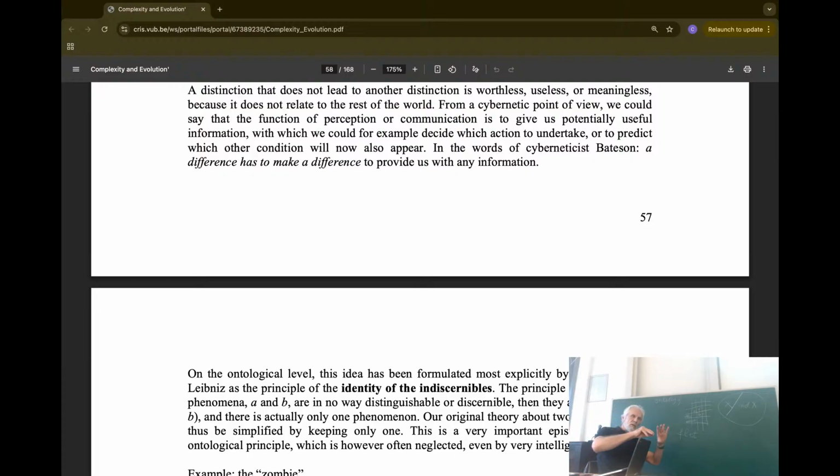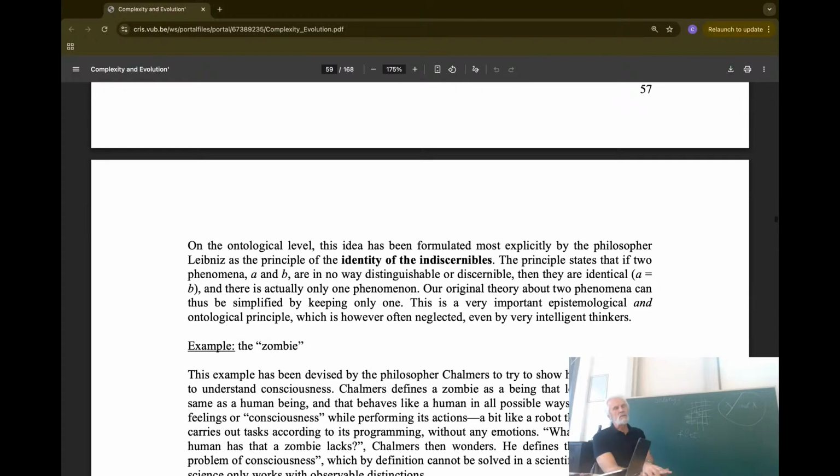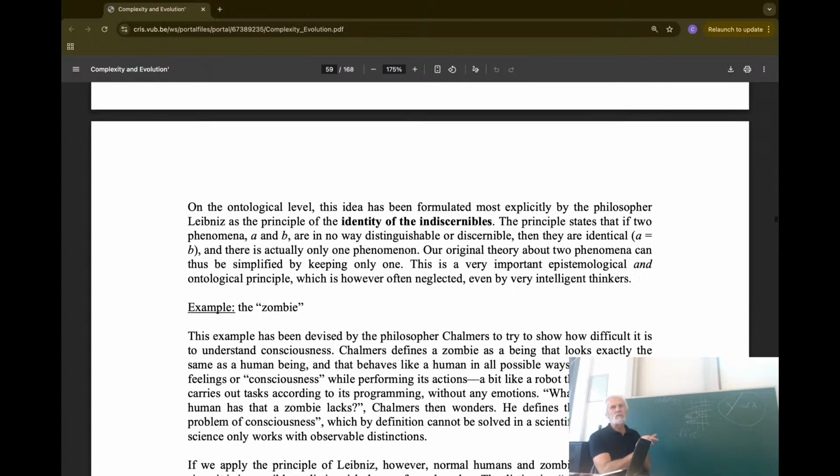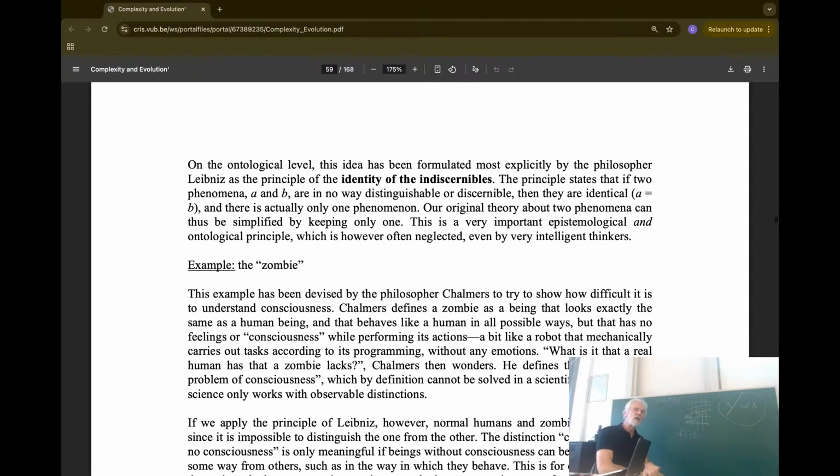So let's now, to make that clear, go to the opposite. Let's assume that there is a difference that does not make a difference. So I gave this example of the flat, but here we see it's kind of obvious that that doesn't make a difference. But I'll give you a philosophical thought experiment, a very famous thought experiment. It's called the zombie thought experiment, and it was proposed by a philosopher called David Chalmers, who's speaking about consciousness.